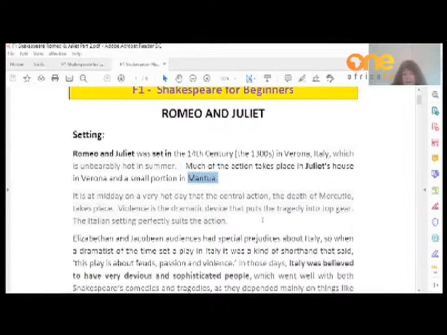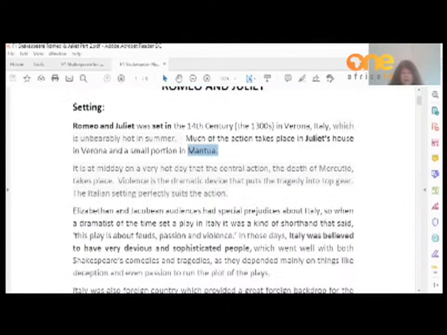Violence is a dramatic device that puts the tragedy into top gear. And of course, it's set in Italy. Elizabethan and Jacobean audiences had special prejudices about Italy. So when a dramatist of the time set a play in Italy, it was a kind of shorthand that said, this play is about feuds, passion, and violence.